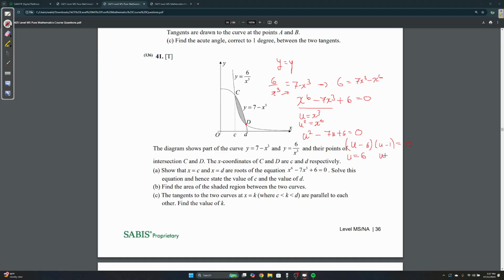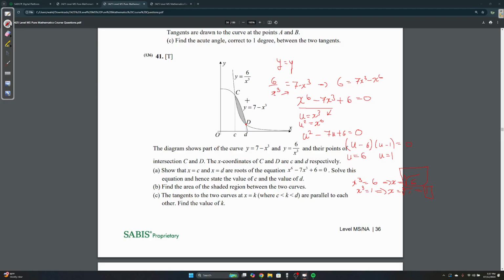u is equal to 6, u is equal to 1. But what did we say? u was equal to x cubed. So x cubed is equal to 6, x cubed is equal to 1. Therefore, x is equal to the cube root of 6, and x is equal to the cube root of 1, which is just 1. So your 2 roots are the cube root of 6 and 1.